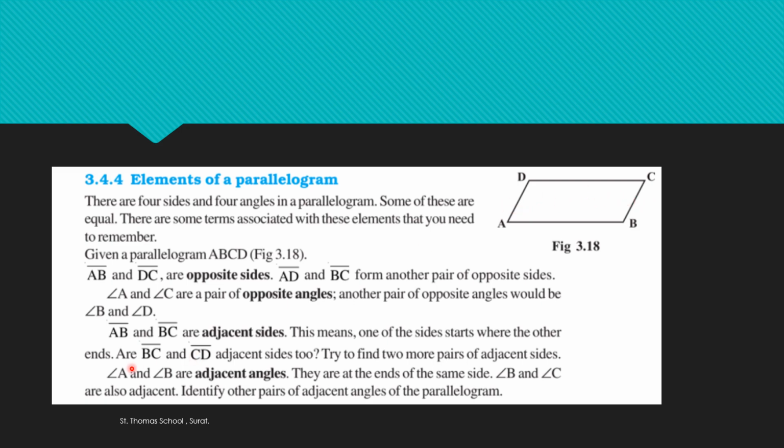The next one, opposite angles. What are opposite angles here? Angle A and angle C are opposite angles. Angle B and angle D are another opposite angle.